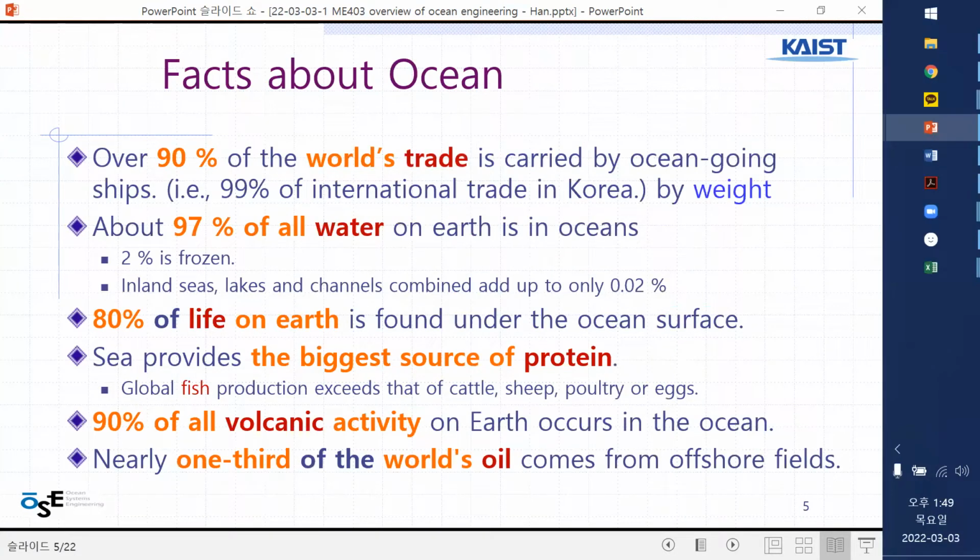Then the ocean and trade. World trade is 90% carried by ocean-going ships, and for Korea it is even higher. Right? But this percentage is by weight rather than by cost or price, because more and more cargo is transported by airplane nowadays.